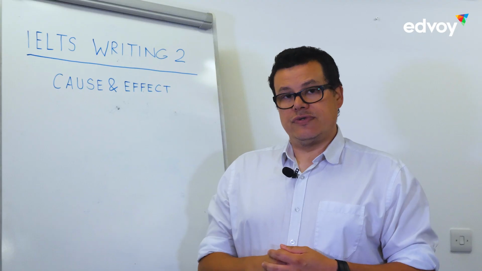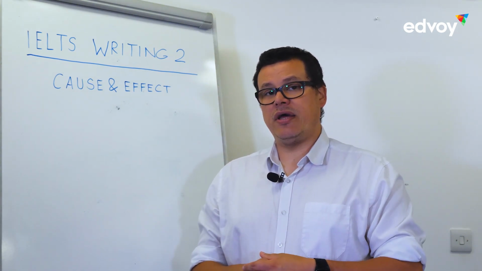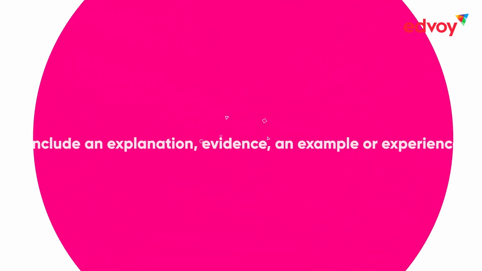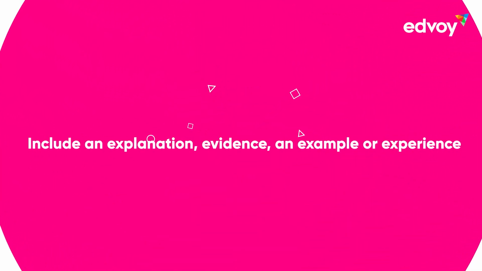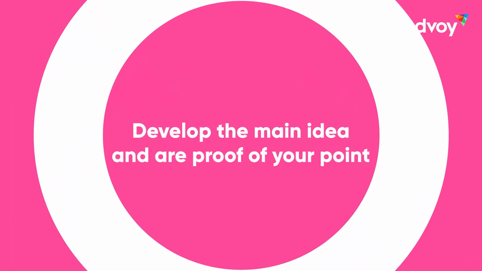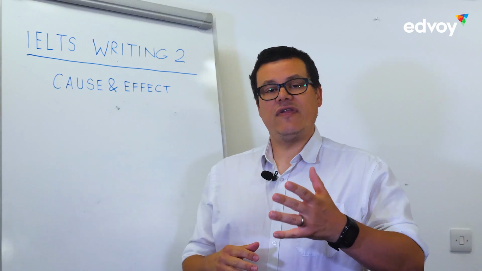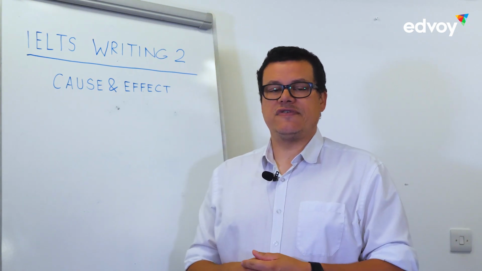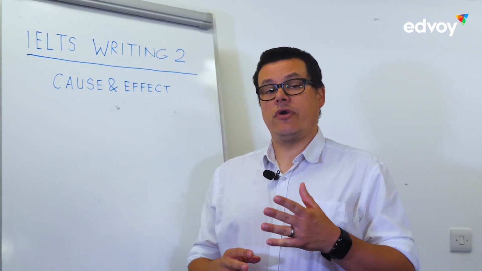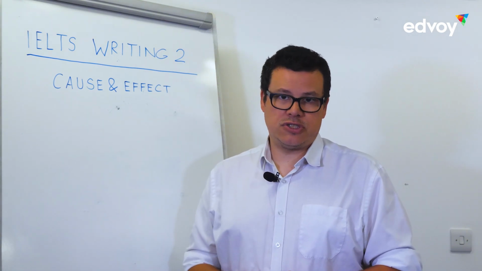Whichever essay structure you choose, make sure you start each paragraph with a topic sentence, and that each topic sentence is then followed by a couple of sentences that support it. You should expand your topic sentences by including either an explanation, some evidence, an example, or some experience, if relevant. These sentences are important as they develop the main idea and are proof of the point you are making. You only need a topic sentence and a couple of sentences supporting your statement to have a paragraph. Don't forget to use linking words to connect your sentences and your paragraphs. One of the things that you're going to be marked on is your coherence and cohesion. So your topic sentence, your supporting sentences, and your linking words will all contribute to this.